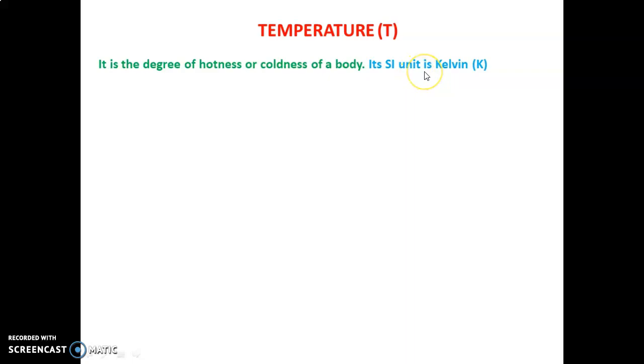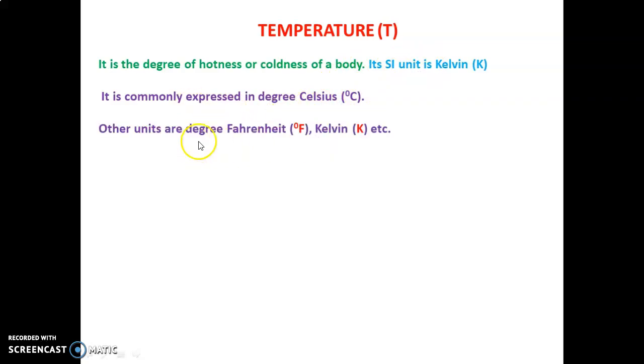The SI unit is Kelvin, named in honor of Lord Kelvin, the scientist. In the SI system, the unit of temperature is Kelvin, for which we use the symbol capital K. It is commonly expressed in degree Celsius. In some cases we use SI units, in some cases we use Celsius. Other units are degree Fahrenheit and Kelvin.